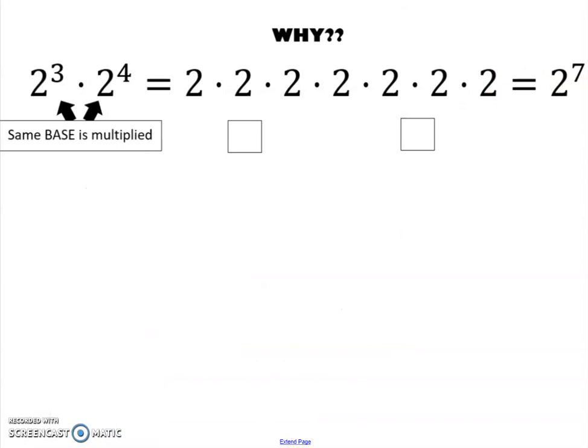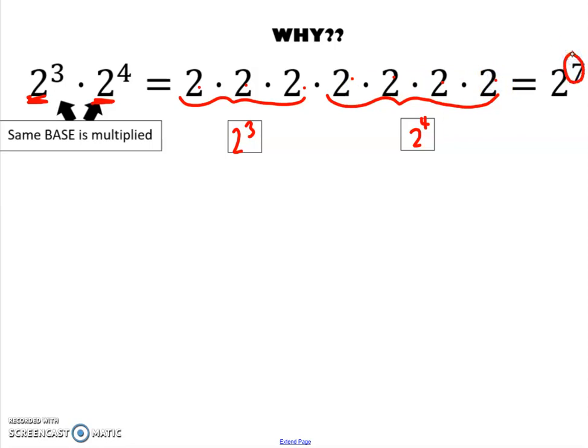Look at our example here: 2 to the third times 2 to the fourth. The 2 is the same, so our base is the same. If we break this down, 2 to the third means 2 times 2 times 2, and 2 to the fourth means 2 times 2 times 2 times 2. Remember, repeated multiplication. All together, how many am I multiplying? 1, 2, 3, 4, 5, 6, 7.